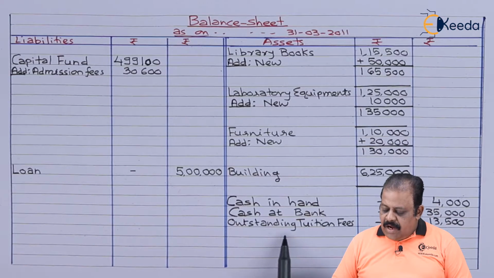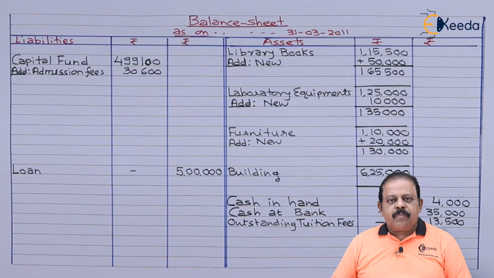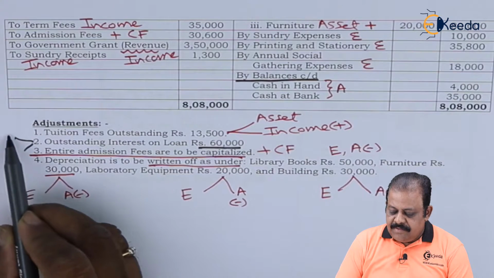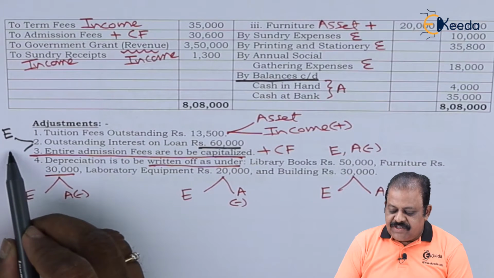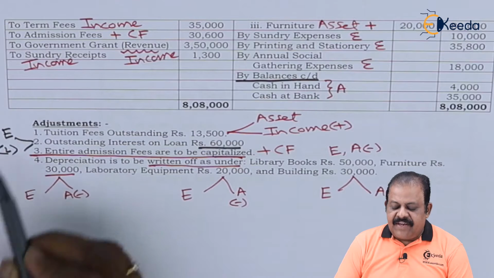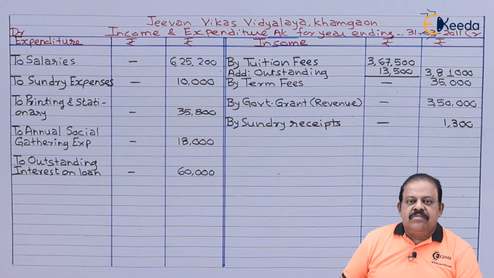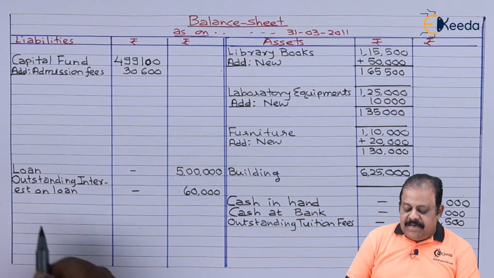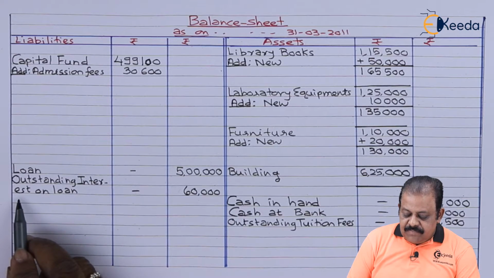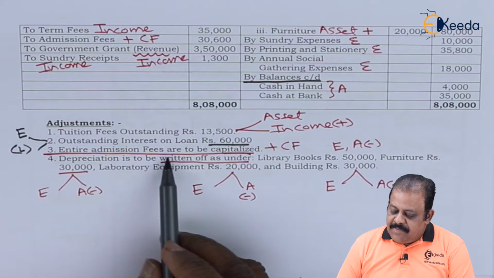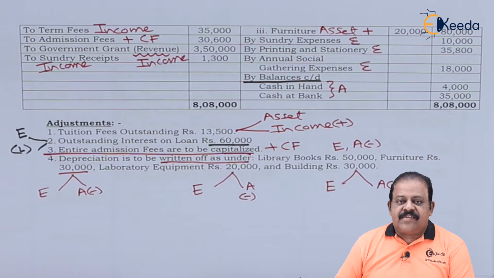Asset side, outstanding tuition fees 13,500. Outstanding interest on loan 60,000. This will be recorded as expenditure, and second effect will be there on liabilities. Outstanding interest on loan 60,000. Balance sheet liabilities, outstanding interest on loan 60,000. Entire admission fees are to be capitalized. We have already given effect to this adjustment.